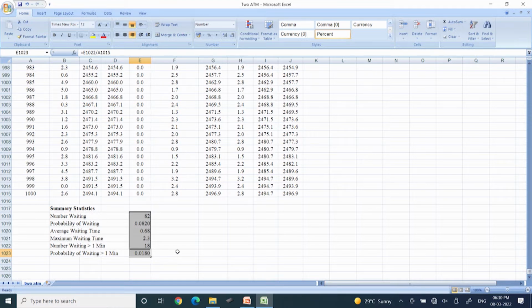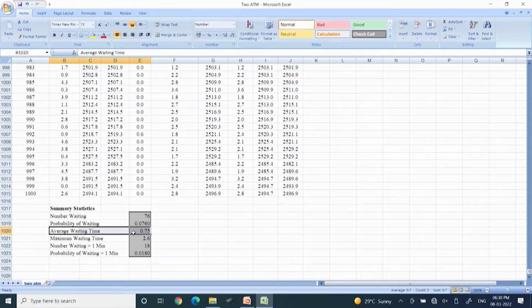Now, the important summary statistic for us is average waiting time. If I keep on pressing F9, you see that most of the time the average waiting time is below 1 minute. So, that is our service requirement. What we are concluding here is that if you have 2 ATMs, we can meet your service requirement of average waiting time less than 1 minute. So, I will go back to the presentation.